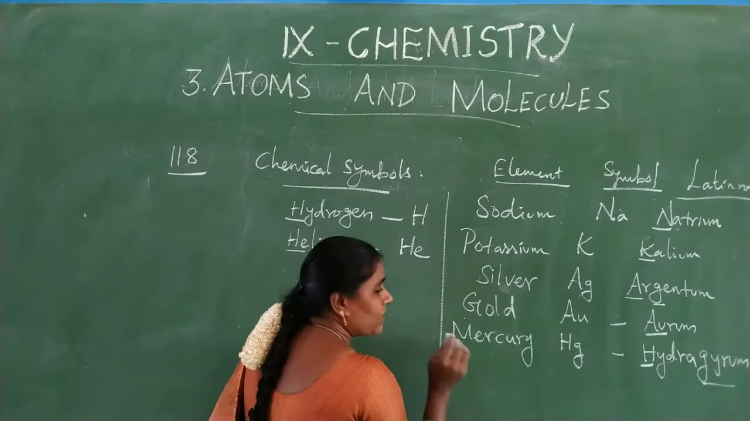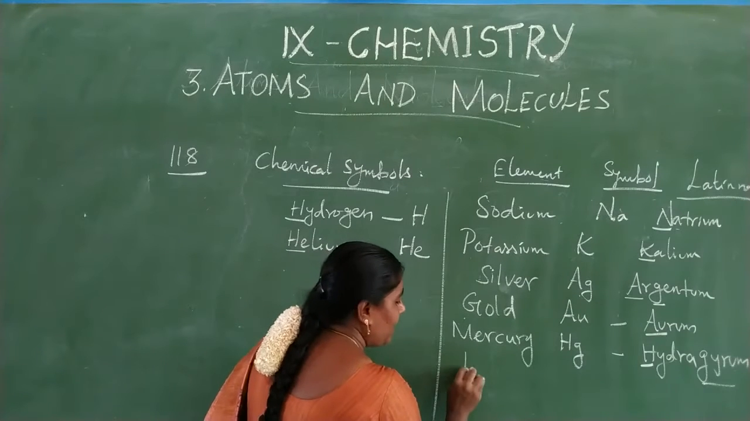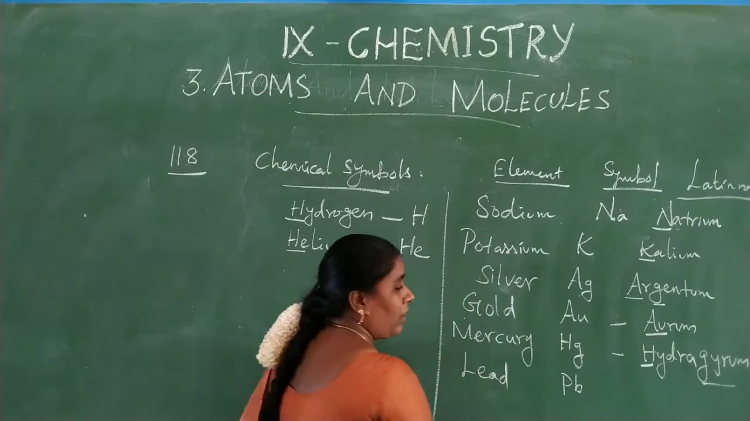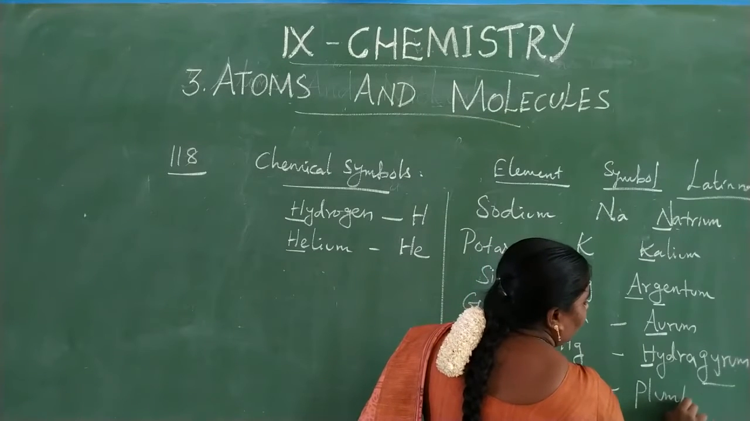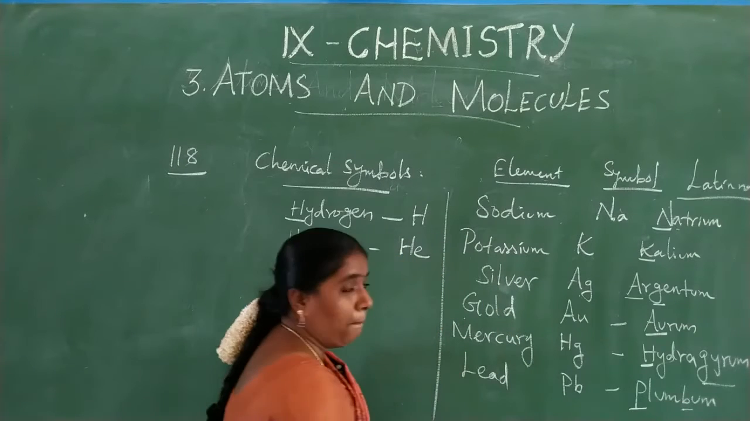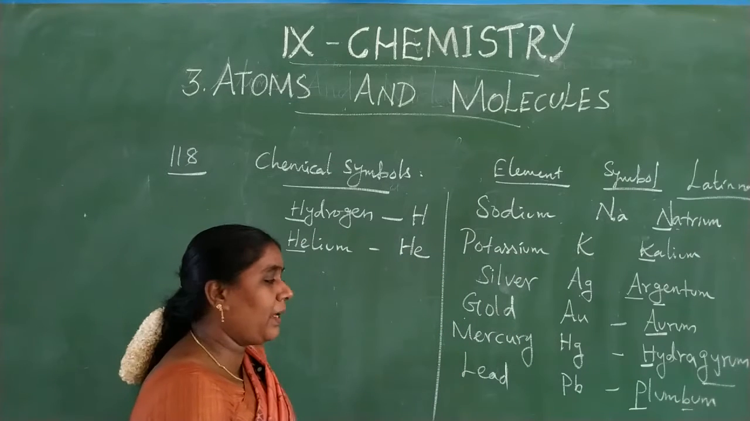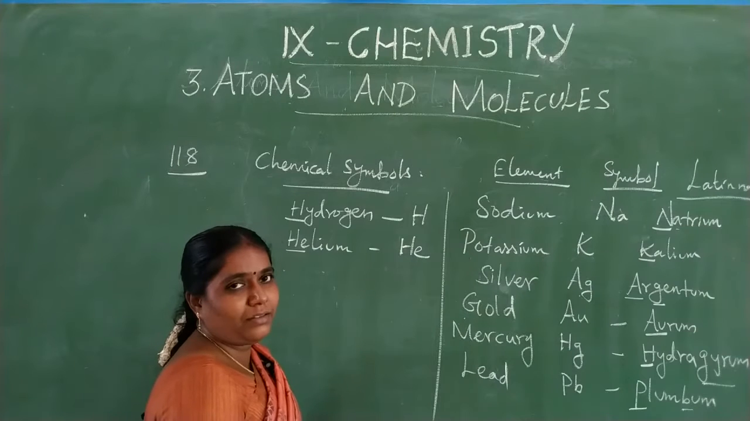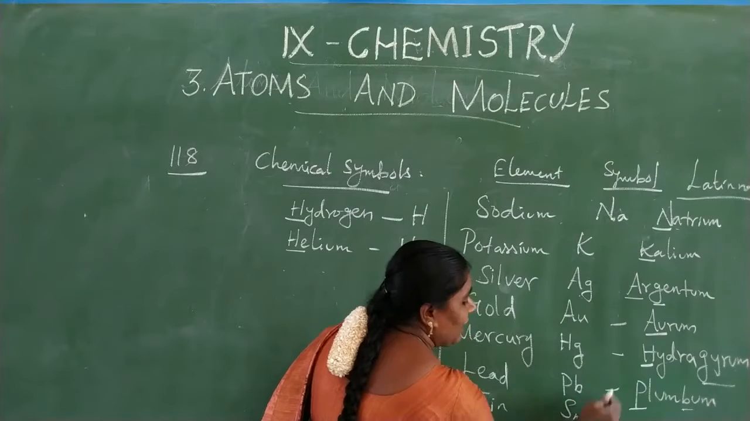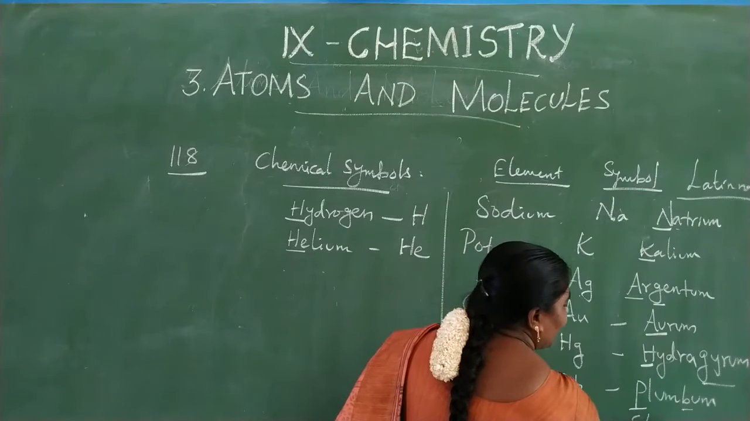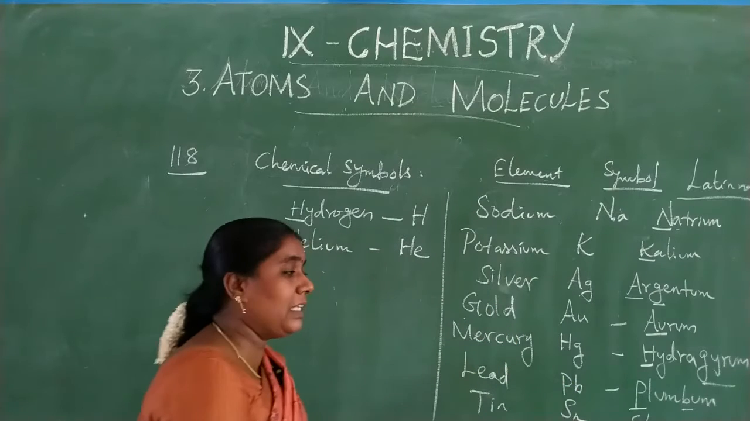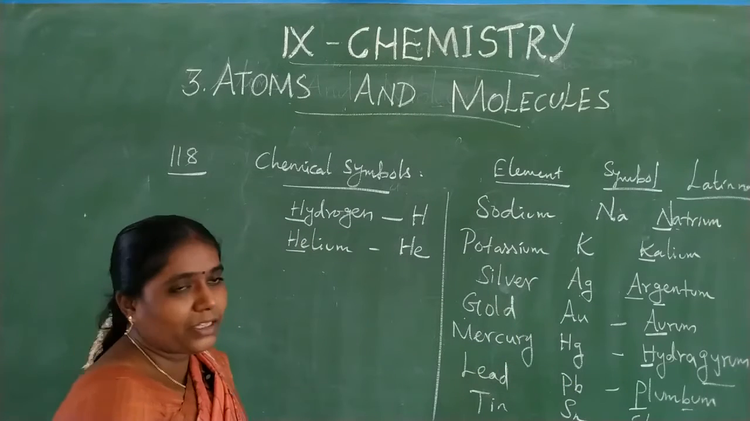Then plumbum: do you know what plumbum is? It is nothing but lead. The symbol for lead is Pb. The Latin name is plumbum. See, from plum we take P and from bum we take B. So Pb is the symbol for lead. Then tin: what is the symbol? Sn. The Latin name is stannum. So we take the first letter and fourth letter, S and N, and it is the symbol for tin.